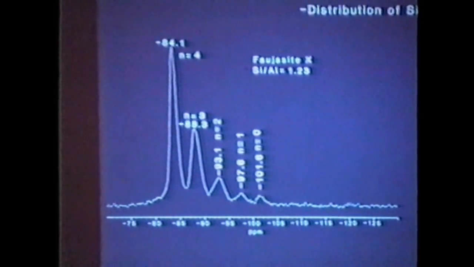The top one is the faujasite X with a relatively low silicon-aluminum ratio. You notice there that there are still some silicons that don't have any aluminum directly connected to them. The one on the bottom is a more normal, typical faujasite.